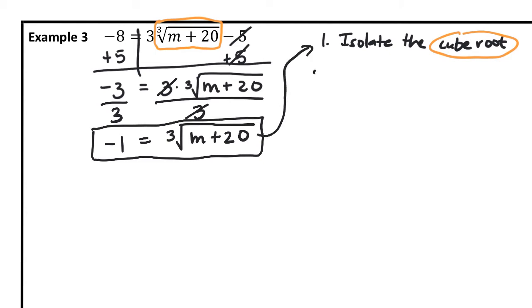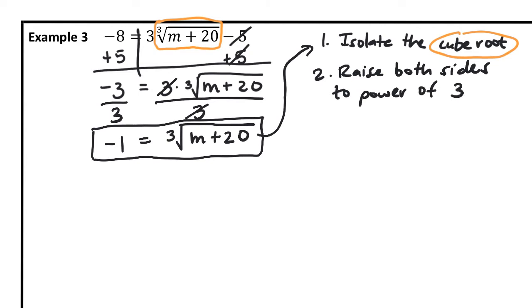Step 1 is done. Step 2 is raise both sides to the power of 3. Okay, so that's going to look like negative 1 to the third power, and then the cube root of m plus 20 to the third power.